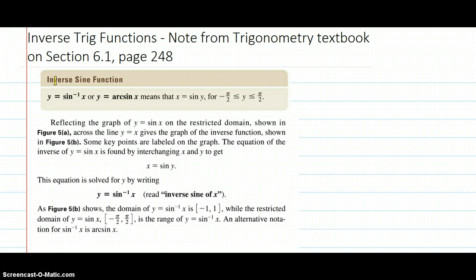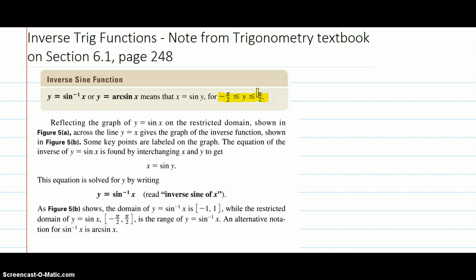In our textbook, they have a definition in a box called the inverse sine function. It's y equals sine inverse of x. This -1 represents the inverse of x, or you can call it arc. Either one, it's the same. Y equals arc sine of x. They both mean that x equals sine y. And this is what we're going to talk about today.